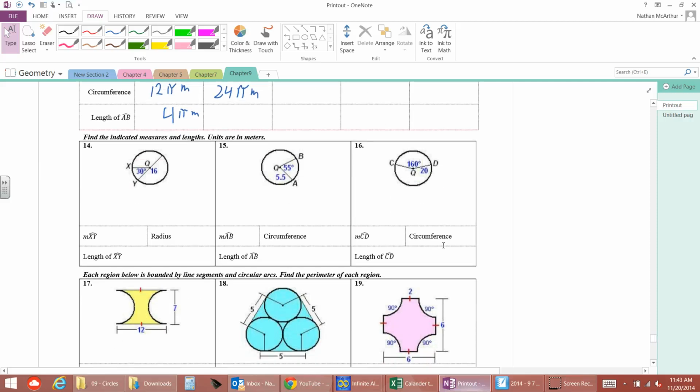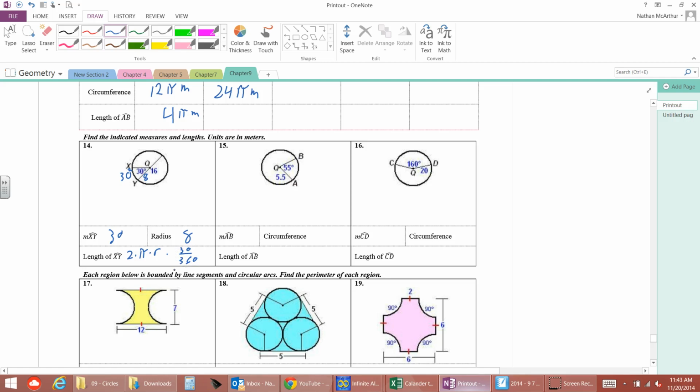Okay, so 14 through 16. Here's my central angle of 30. That means my arc length is also 30 degrees. Here's my diameter of 16, therefore my radius is just 8. So here's 8, here's 30. Most of the way done already. Now my length, I'm going to plug it straight in. I say 2 times pi times r times 30 over 360.